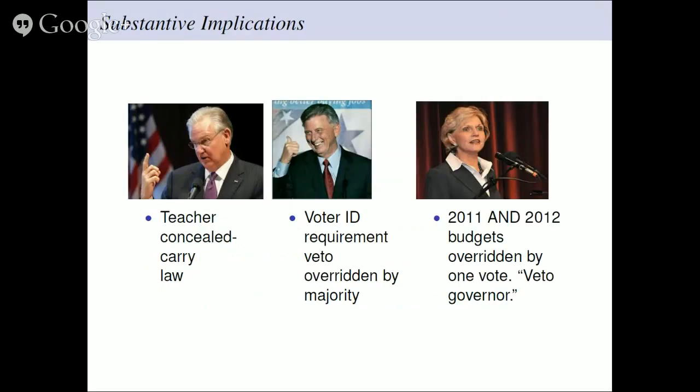Okay, let's talk about substantive implications. Do veto override requirements matter? Yes, they do. Let's just ask these 3 governors. The governor on the left is the governor of Missouri, Jay Nixon. In 2013, he vetoed. He's facing a unified Republican legislature. He's a Democrat. The legislature actually has a 2/3 majority in both chambers. They can override vetoes if they need to.